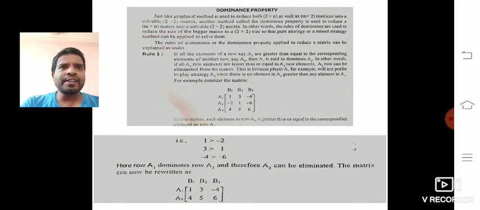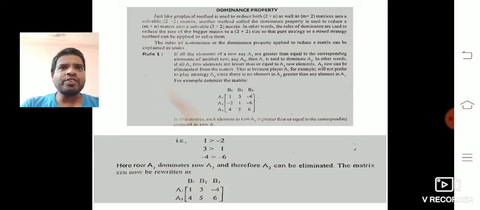After bringing the matrix into the form of 2 into 2, we go on to apply the analytical method as usual. For bringing the matrix from the order of m into n to the 2 into 2 matrix, we have 6 rules. We need to follow those 6 rules.